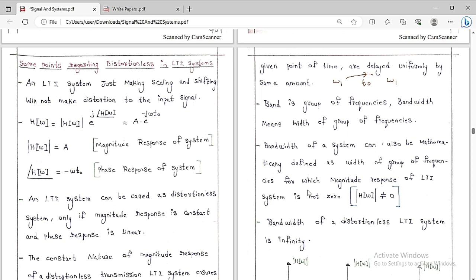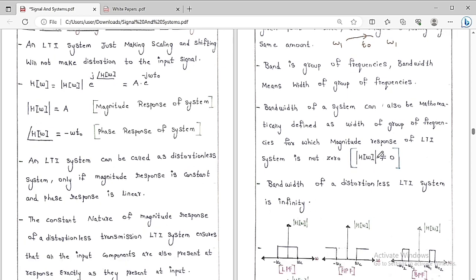So the bandwidth of a system can also be mathematically defined as the width of the group of frequencies for which the magnitude response of the LTI system is not zero. So basically, what is the meaning of bandwidth of a system? It can be mathematically defined as the width of the group of frequencies for which the magnitude response of the LTI system is not zero.